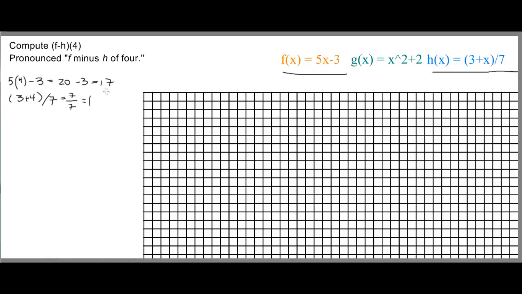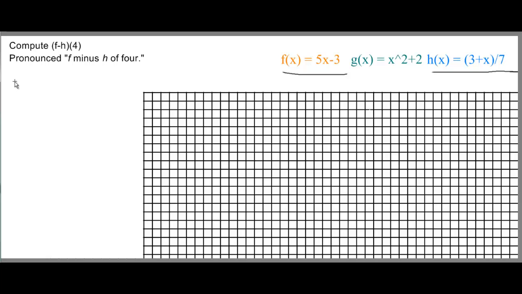Okay, so what we have to do now is subtract h from f. We know that for f our result was 17, and for h our result was 1. So f of 4 minus h of 4 is going to be 16. Now we could have done this all at once, and I'll show you what I mean. Let's erase this right here.